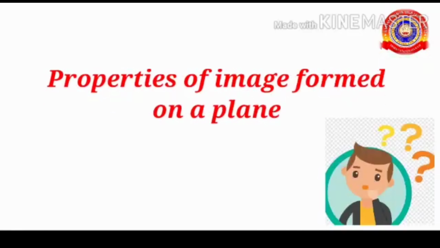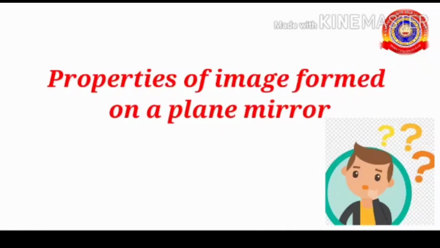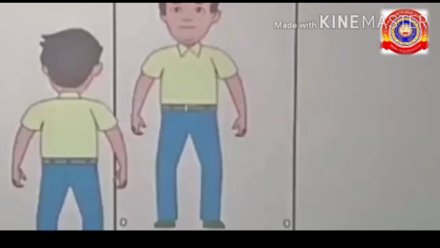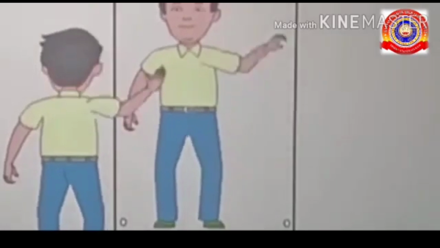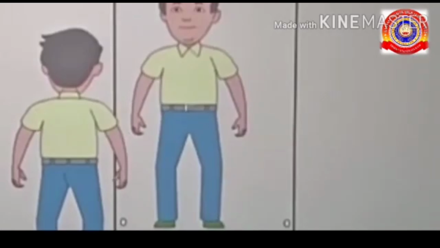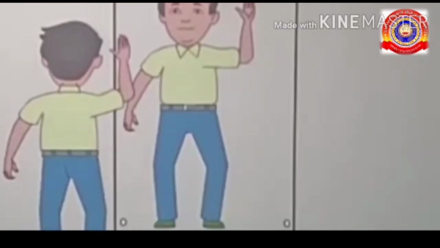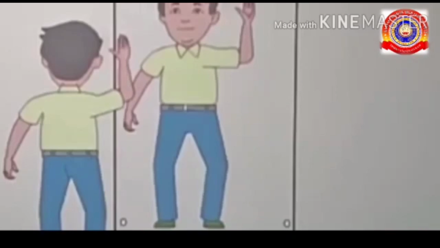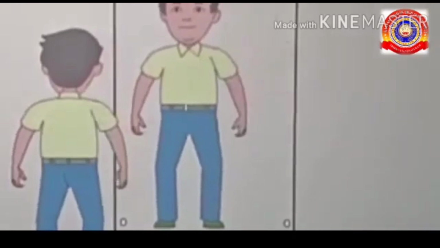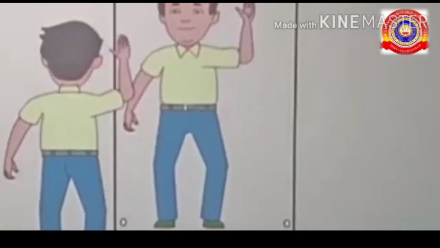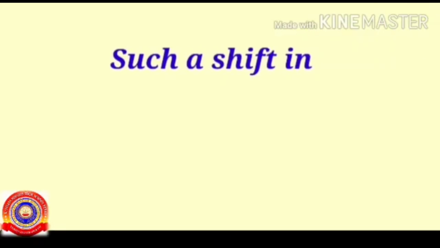Today, we are going to see some properties of the image formed in a plane mirror. Stand in front of a plane mirror and raise your right hand. Which hand of your image is raised? Yes, in the image in the plane mirror, the left hand is raised. Isn't it? What changes occurred to the image? Just think about it. Doesn't your right side appear left and your left side appear right in the image?